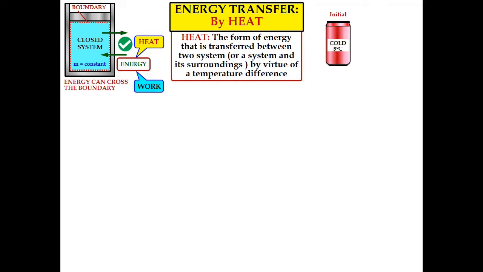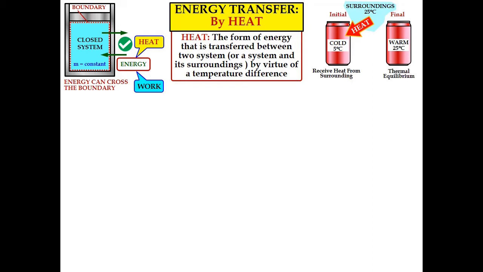For example, at the initial condition, we have a cold soda can at 5 degrees Celsius. Let's say the surrounding is at 25 degrees Celsius. Due to the temperature difference, the heat will be received by the soda can from the surrounding. So we have heat transfer from the surrounding to the cold soda can. At the final state, we have a warm soda can at 25 degrees Celsius, which is equal to the surrounding temperature.